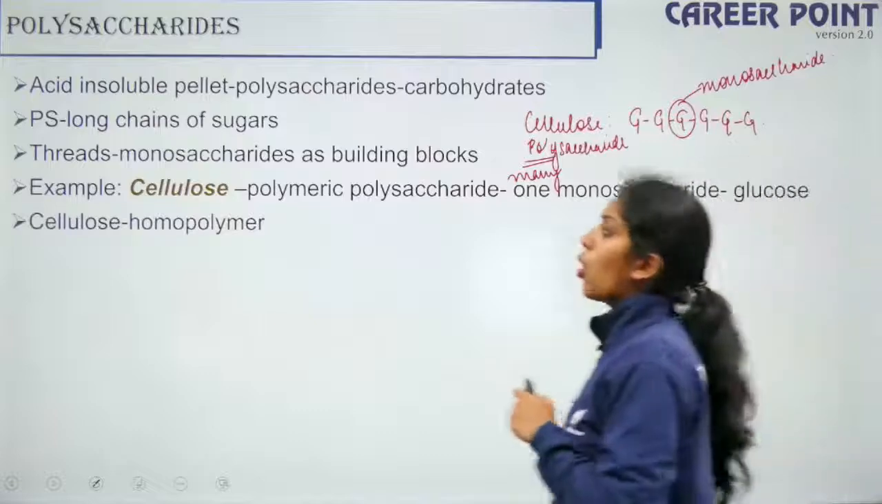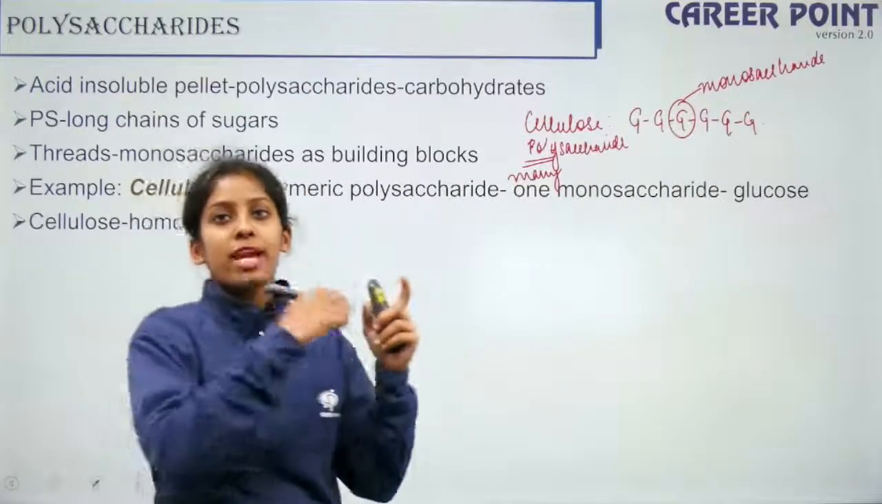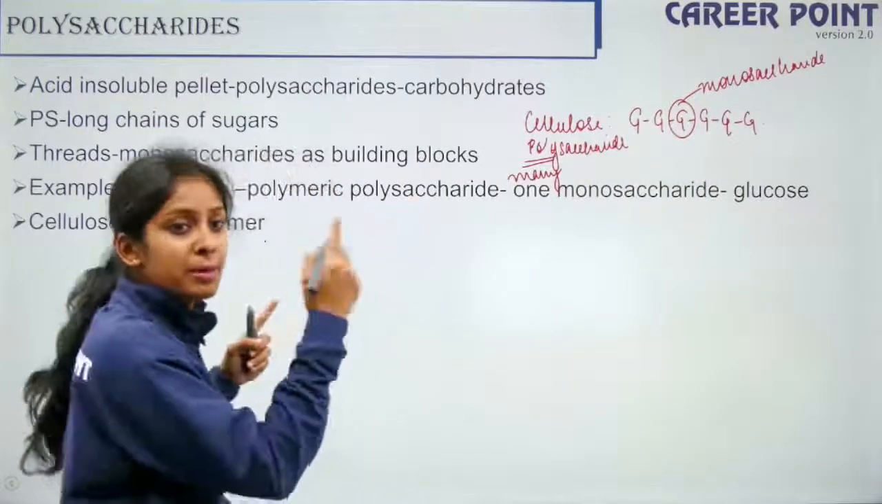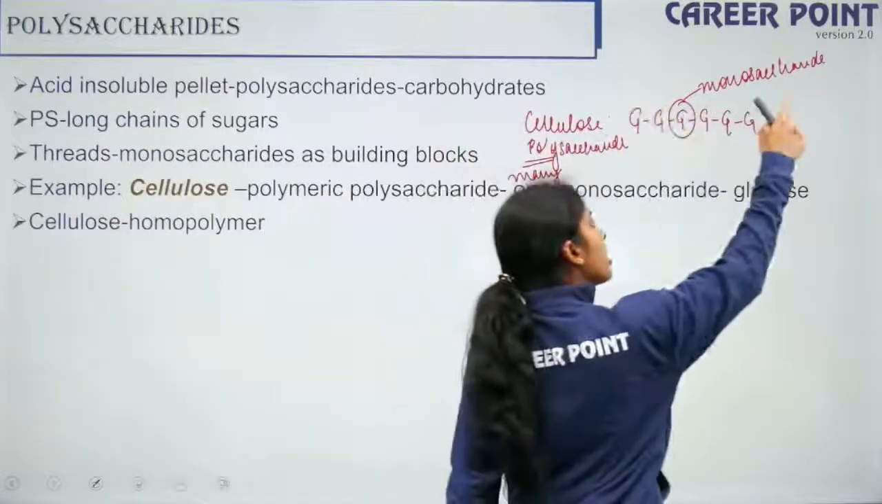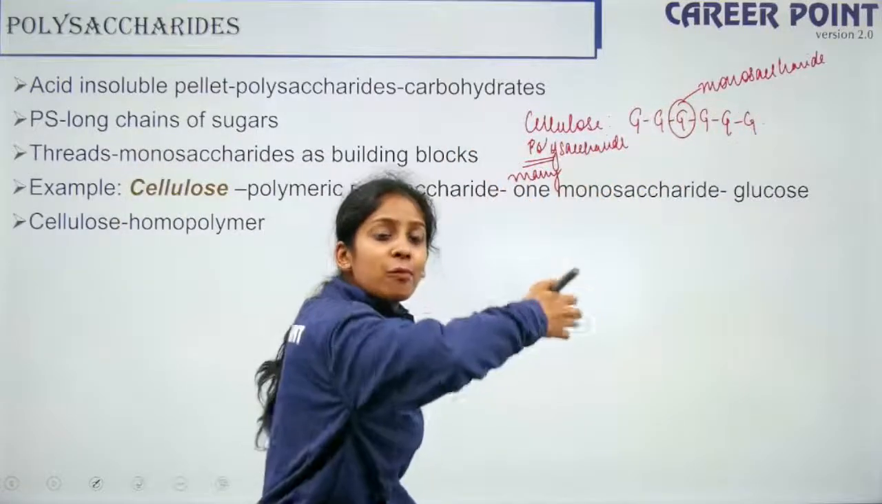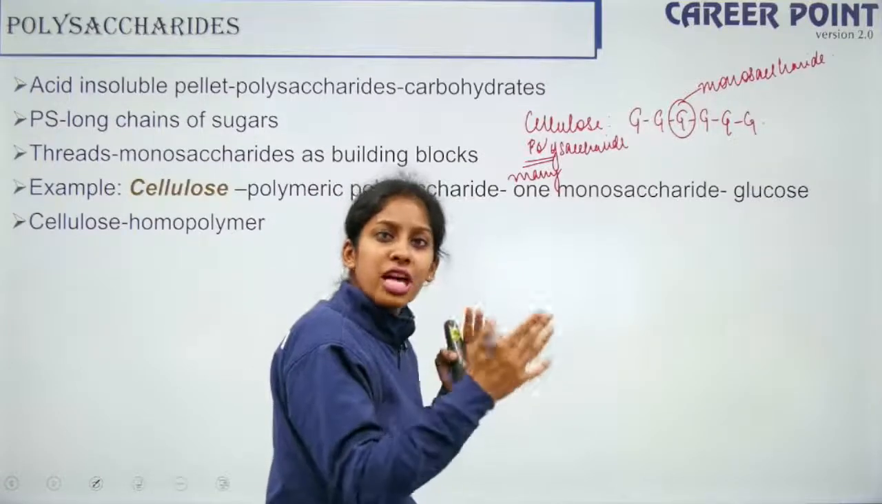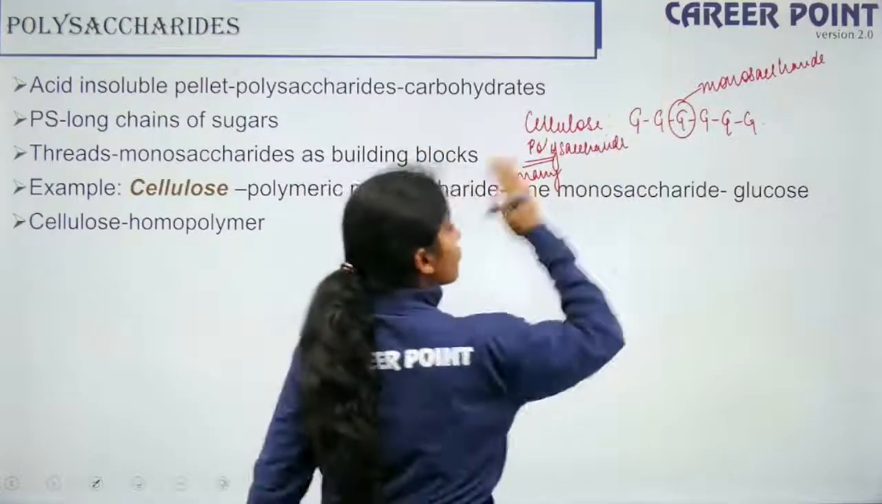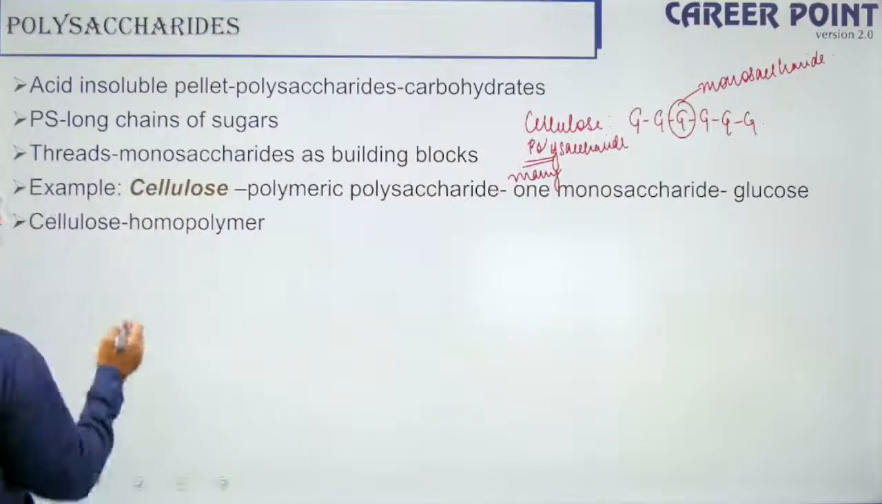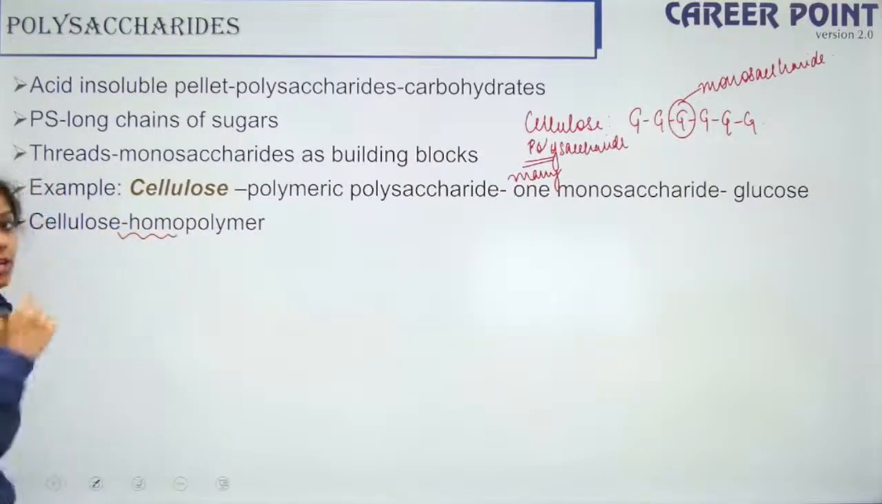So cellulose is a homopolymer in the sense it is made up of the same monosaccharide repeatedly. Everything is made up of the same glucose, unlike the protein which is a heteropolymer. So protein is made up of different amino acids, but cellulose is made up of the same monosaccharide, that is glucose. So cellulose is your homopolymer.